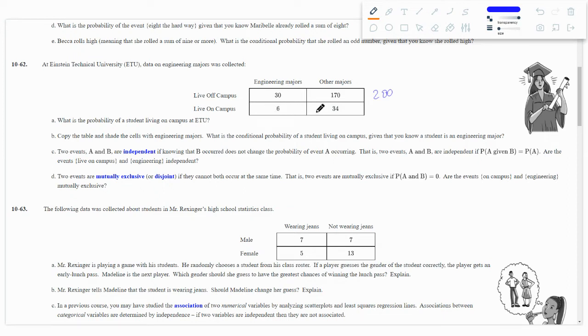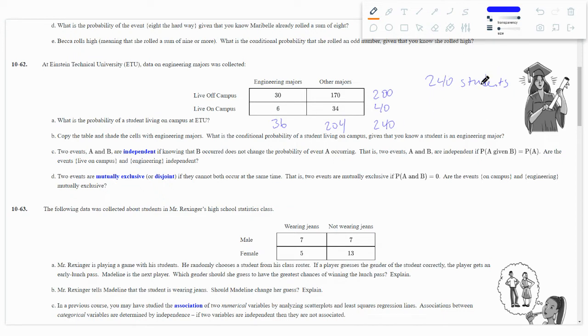Then we add the people that live on campus. We have 6 and 34, which is 40. So if we add 240 together on the bottom right of the table, we can do 240. Now, how do we know this for sure? Well, let's go down the columns now. Engineering majors, there's 36 of them because 30 plus 6 is 36. Other majors over here is 170 plus 34, which is going to be 204. And so when you add these two together, they also add to 240. So that means there are a total of 240 students at ETU.